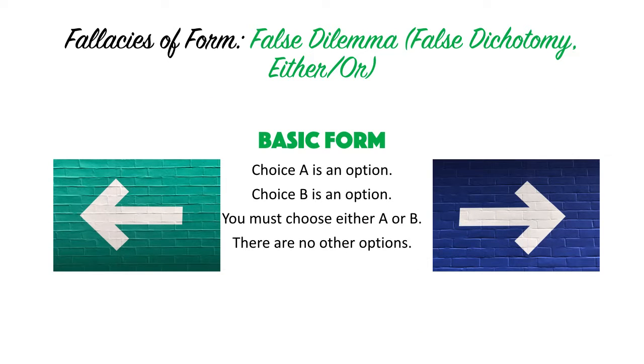So, what makes a false dilemma? A false dilemma occurs when a situation is presented like a dilemma, but it isn't actually a dilemma. The basic form would be something like this. Choice A is an option. Choice B is an option. You must choose either A or B. There are no other options. And of course, this is only a fallacy when there really are other options.